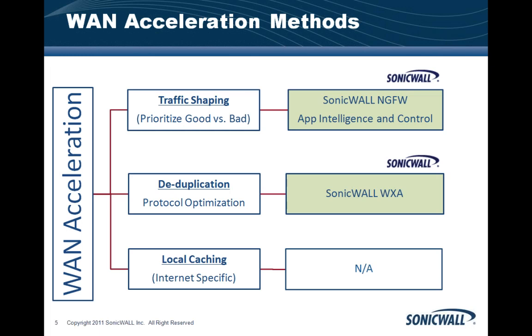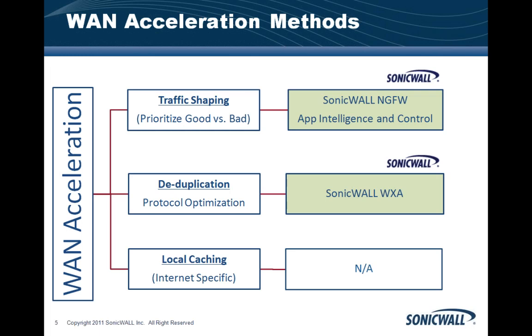The first one is the ability for us to do traffic shaping, which is the ability for the network administrator to prioritize what is good versus bad, or what I like to refer to as what is business critical versus not. And so through our SonicWall next generation firewall technology and our application intelligence and control, network administrators can write policies that can actually get to what is good versus what is bad.